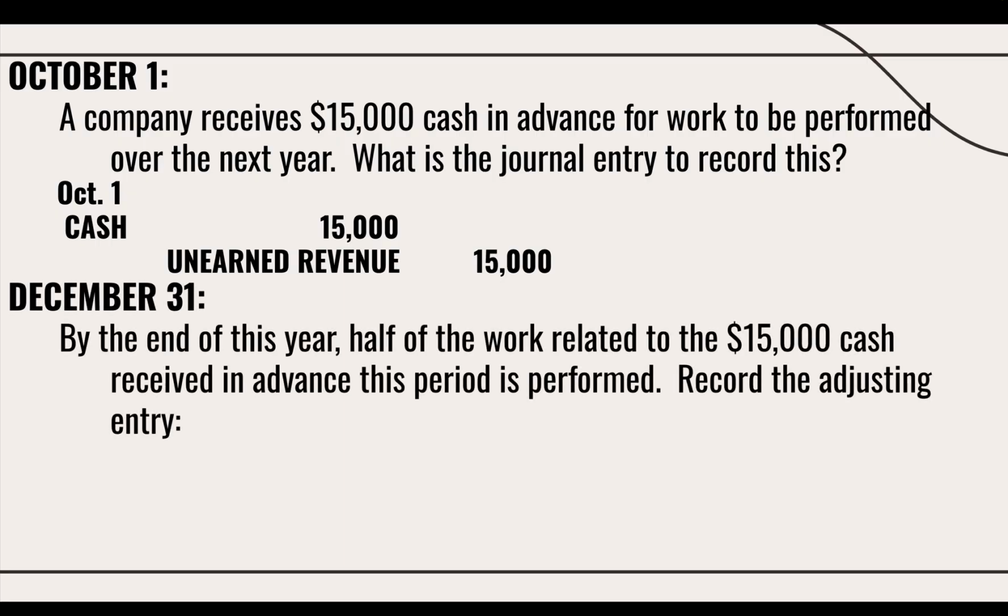Second question, within the same problem here. At the end of the year, half of the work related to the $15,000 cash received in advance is now performed. So what would the adjusting entry be?